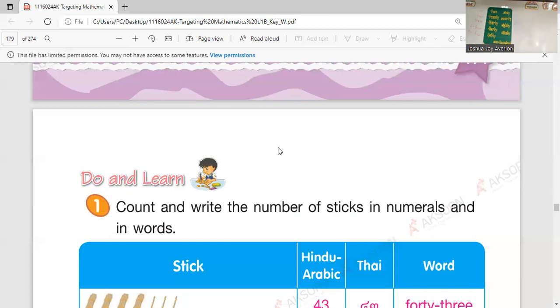Okay, very good. Okay, well, not yet finished.